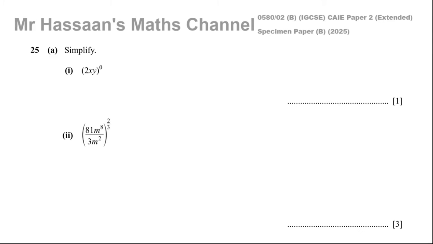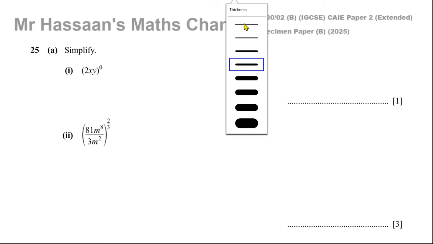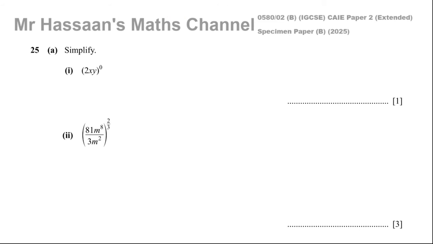Okay, welcome back. This is Mr. Hassan's Maths channel. I'm now answering question number 25, which is the final question from the specimen paper from the 0580 IGCSE Cambridge paper 2. This is for the specimen paper B for the new syllabus from 2025, the non-calculator paper.